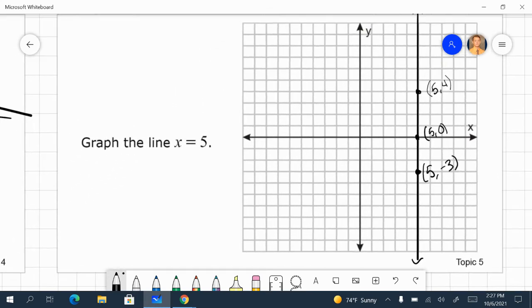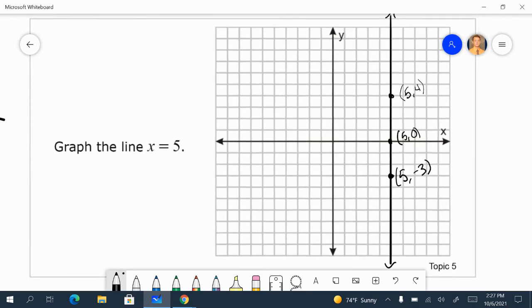Number 5 says graph the line x equals 5. The best way I can explain this is basically draw a line that's going through the x-axis. It's going to be a perfectly vertical line on this one, and I chose to do vertical because if you look at every single one of the points that are on this line, this is the best way to do this. You can pick any point where the x value is equal to 5.